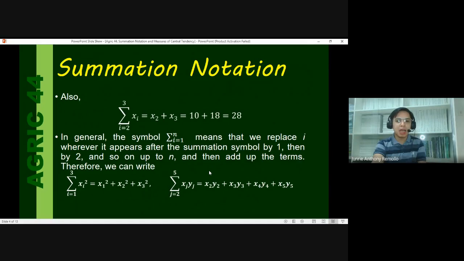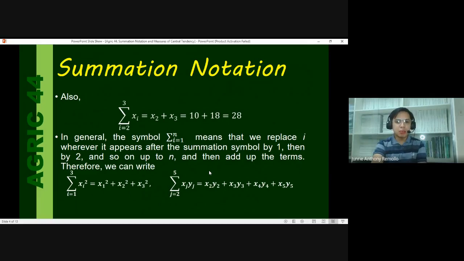Now, given this example wherein summation of xi, wherein n is equal to 3 and i is equal to 2, equals x2 plus x3. So it would be a total of 28 wherein we add x2, which is the value of x2 based on the first example, which is 10, then x3 is 18. When you add these two numbers, it will result to a sum of 28.